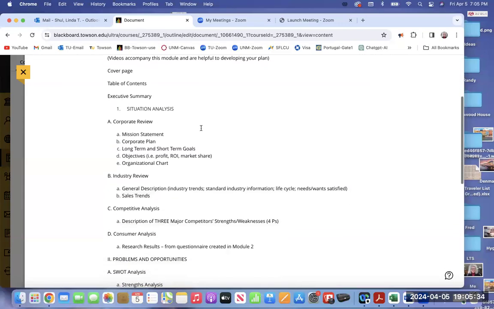The next thing is the situation analysis. And we've done a lot of this in our assignments, but not all of it. So don't just put your assignment in here. You definitely need to expand it. You do have your mission statement, you have a corporate plan, and this is just talking to your client, the owner of the business, and finding out what do they want to do with the business? How do they want to grow the business?